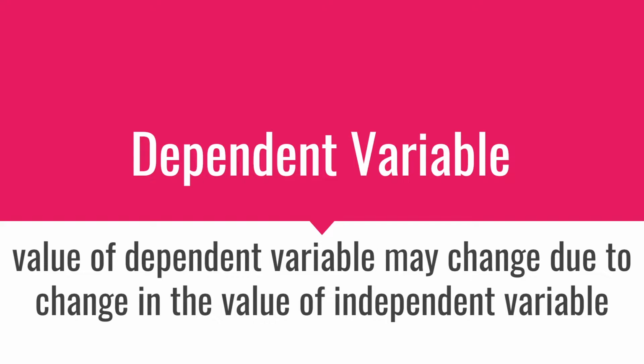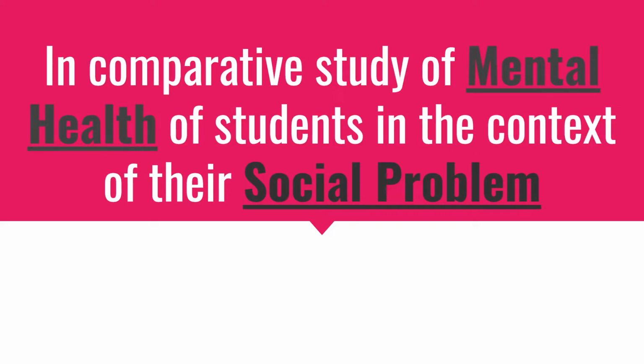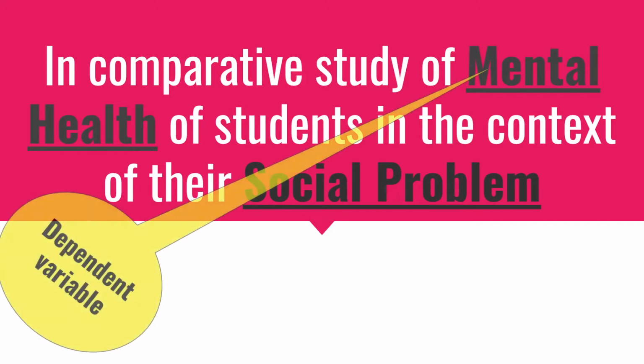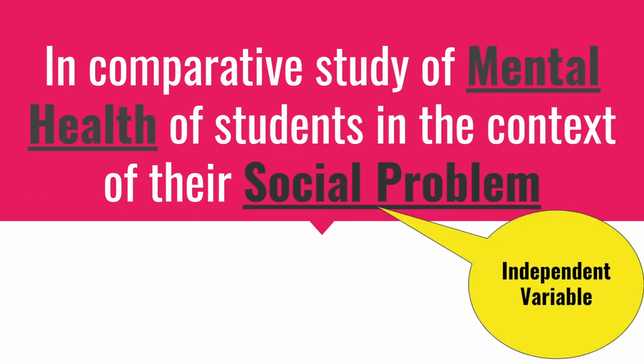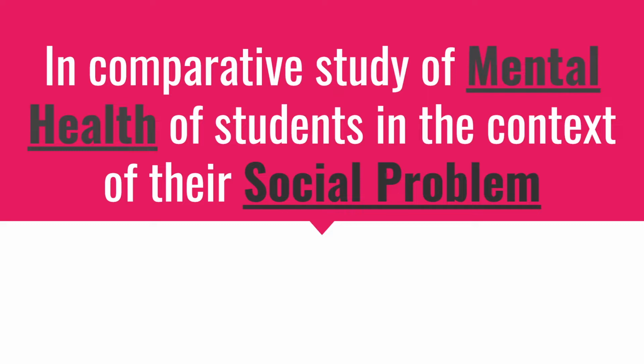Thus, we can say that a change in the value of the independent variable can cause a change in the value of the dependent variable. Let's try to understand these concepts with the help of an example. In a comparative study of students' mental health with reference to their social problem, mental health would be the dependent variable and social problem would be considered the independent variable, as the study is to examine the effect of social problem on mental health.